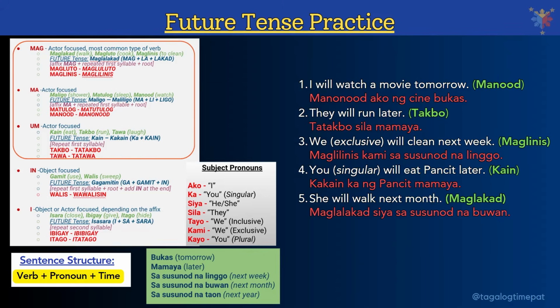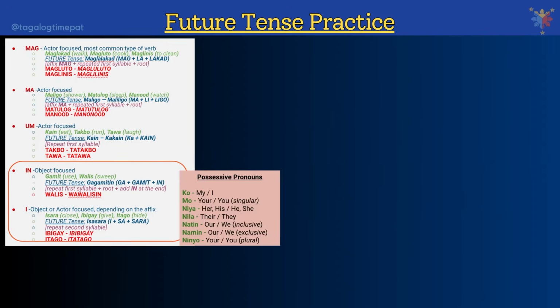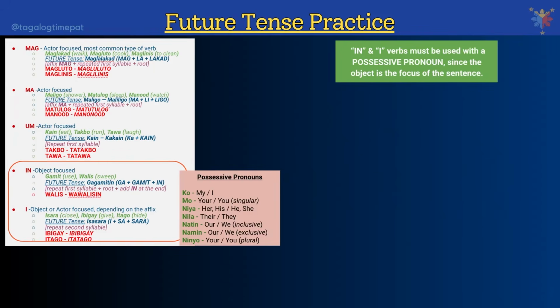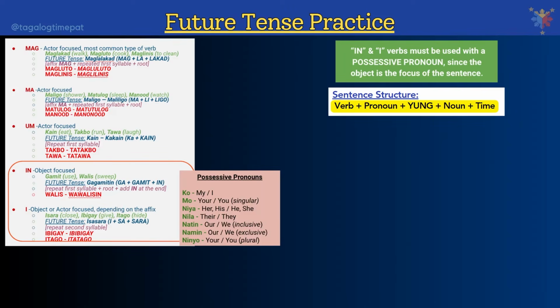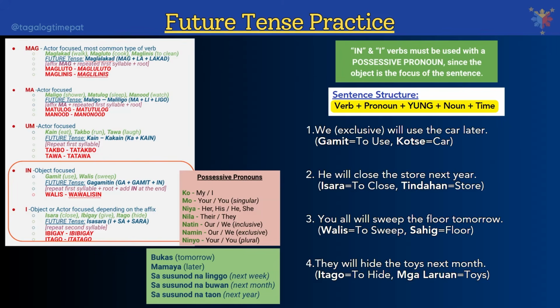Again, these examples focus on the mag and ma verbs. Since they are actor-focused, we can use subject pronouns. But if we want to use in or e verbs, we actually have to use possessive pronouns. Remember, when we are using object-focused verbs, we have to use a possessive pronoun because it's almost like the person is in possession of that object. And the sentence structure is verb plus pronoun plus the word yung, which means the. Then it's the noun, then it's time. And again, the box in green has the vocabulary terms to indicate future tense. And now let's do these examples.